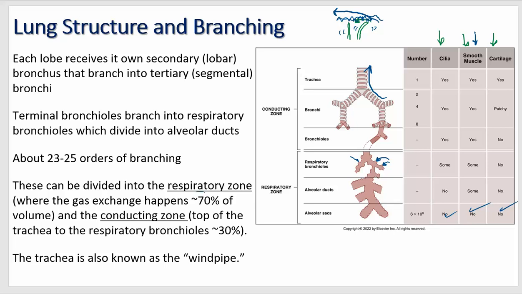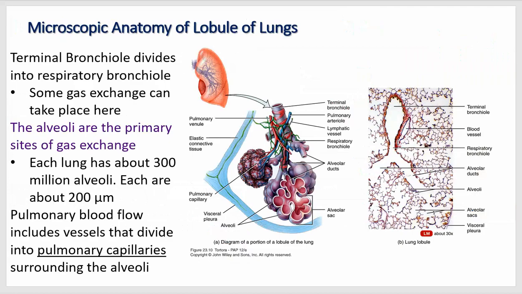So that's 70%. And those things that we were just looking at, all of these branches of the bronchioles or the bronchi, that's only about 30%. So from the trachea down to the bronchioles, only about 30% of air is in those areas. The rest of it makes it down to the alveoli. All right, and trachea is also known as the windpipe.